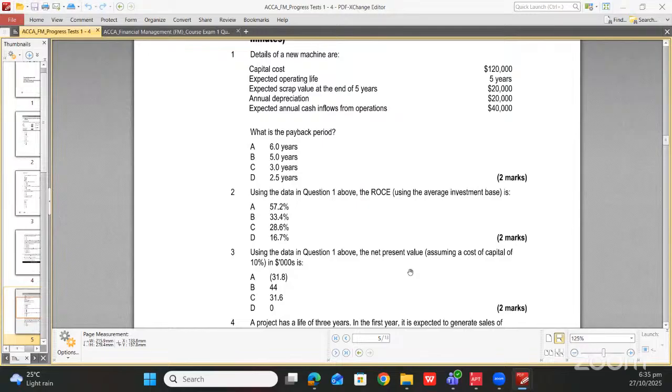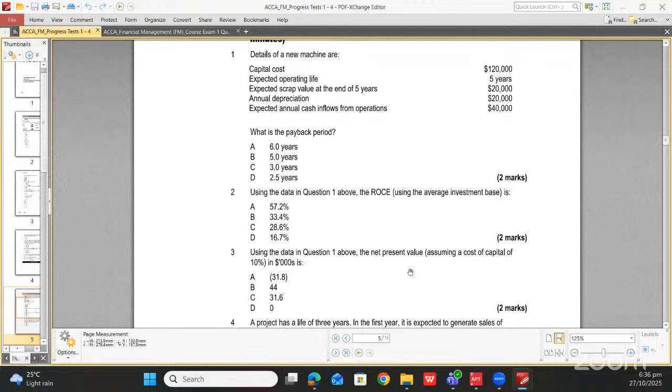And now we're going to be looking at the average profit. So what did they say? They told us that the expected inflow is 40,000 a year, but the annual depreciation is 20,000. So it means that the annual profit is 40 minus 20, 20,000 per annum.